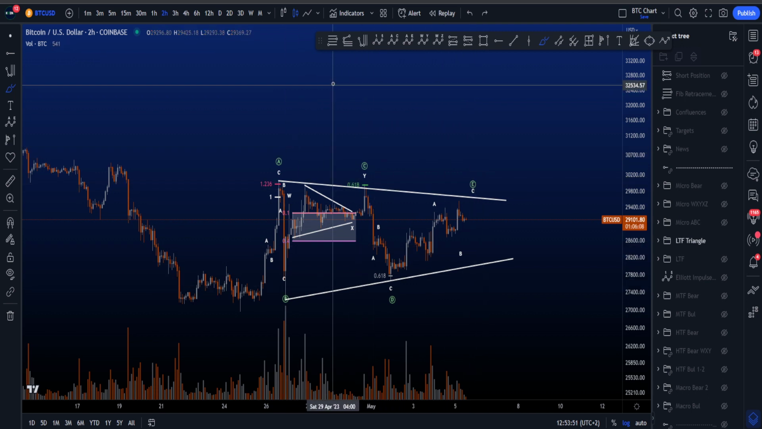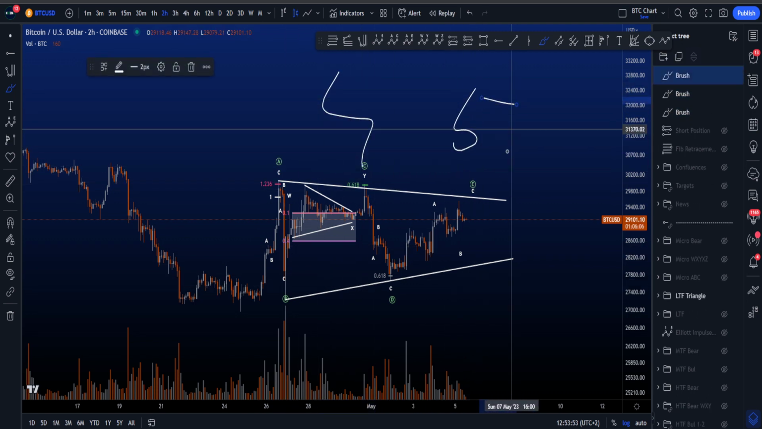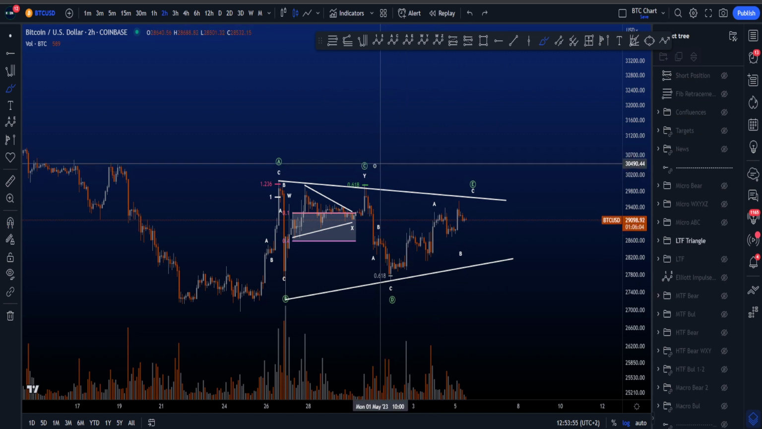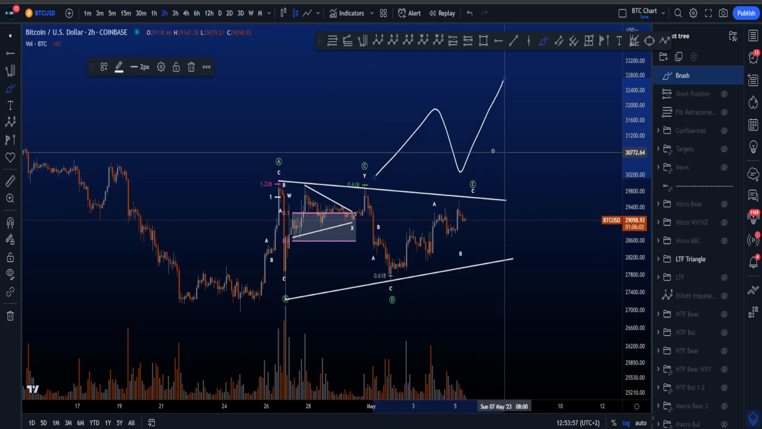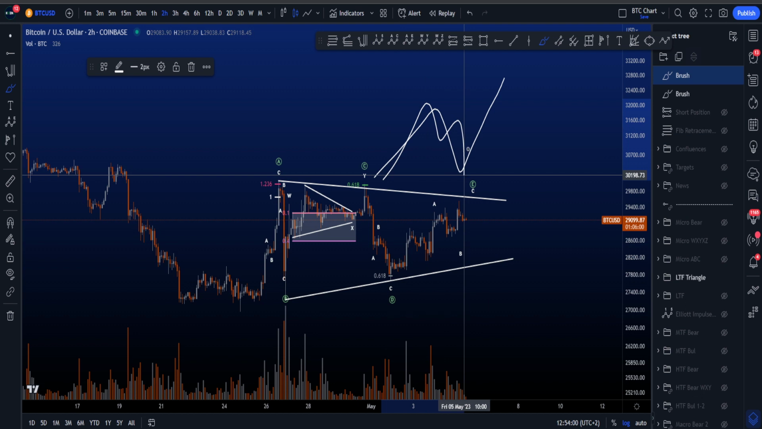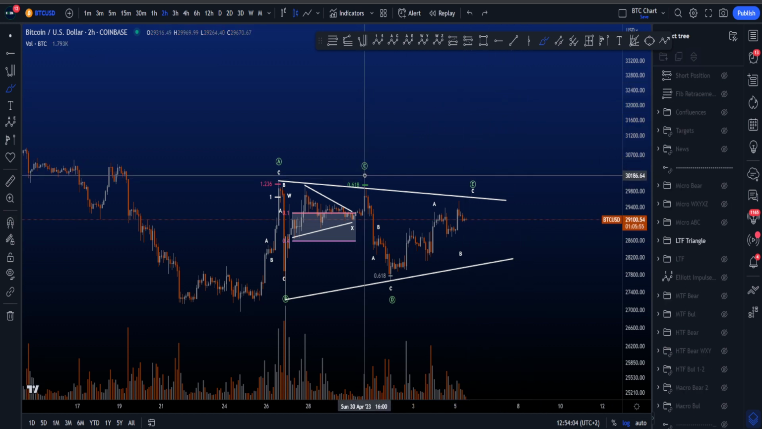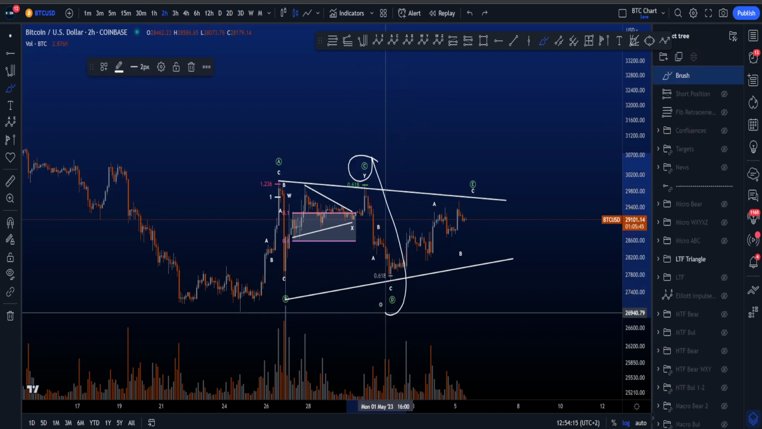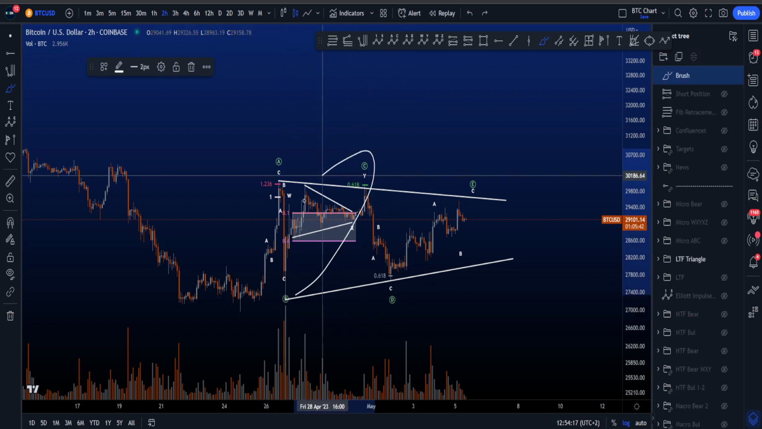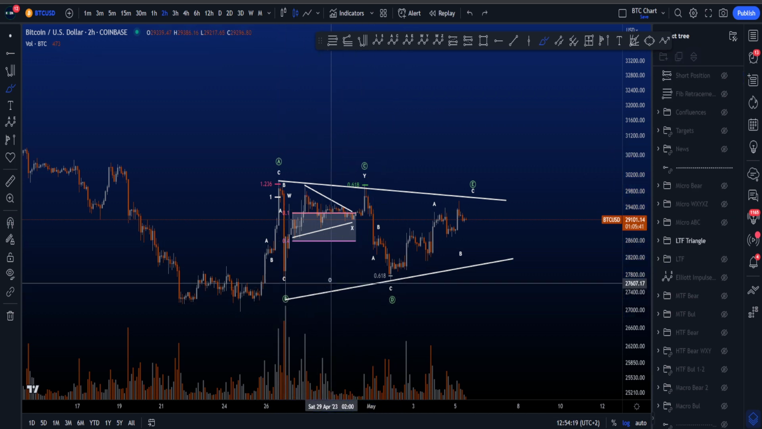Why? Well, 4 out of the 5 waves need to be a zigzag structure, which is an ABC. So it's a 5-3-5 wave move. 4 out of the 5 waves in a triangle need to be a zigzag structure, and only one of the waves is allowed to be a complex structure. Usually the complex wave is either a wave C or a wave D, and in the scenario that I have in front of me, it's a wave C.